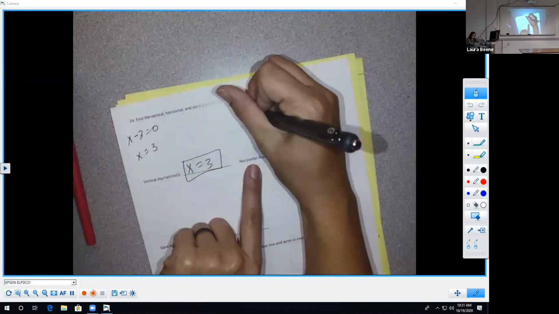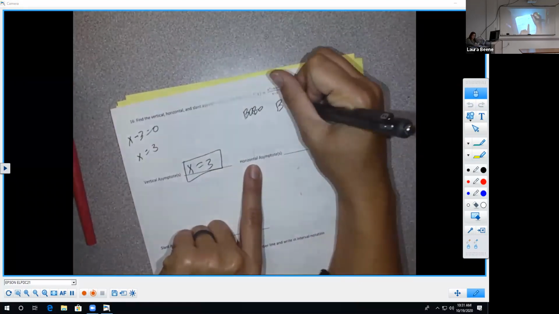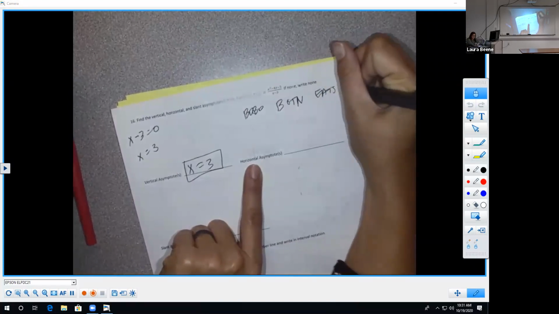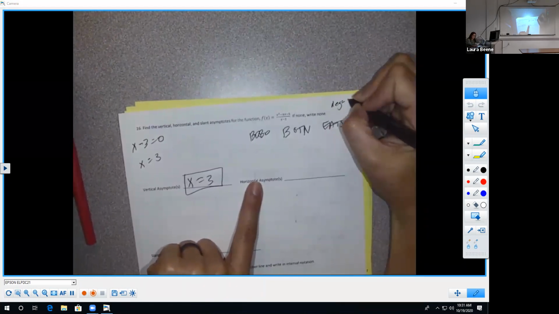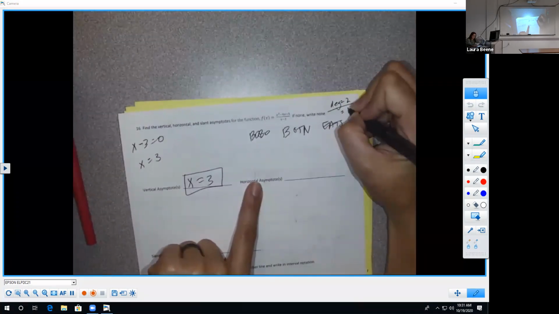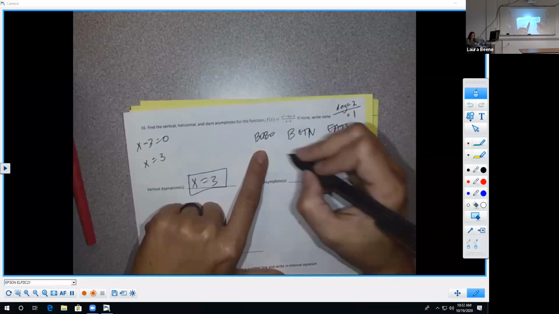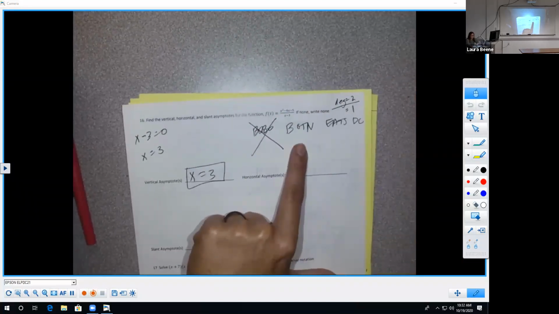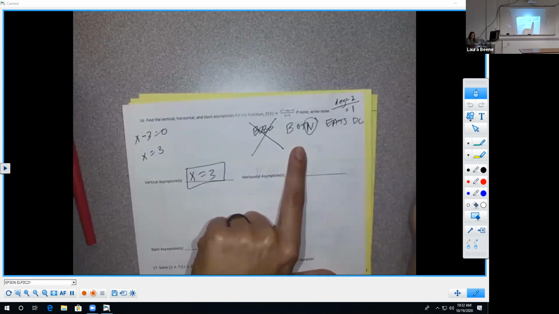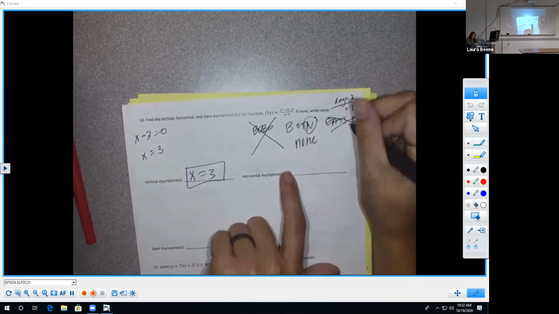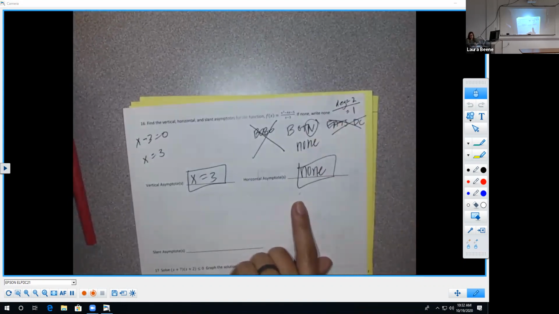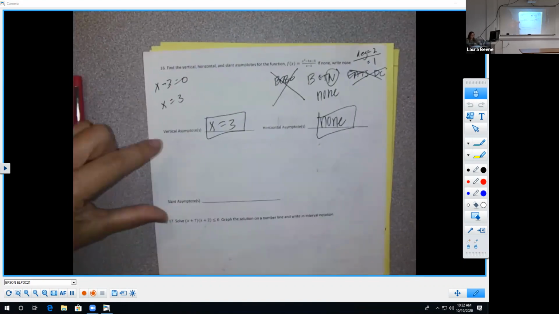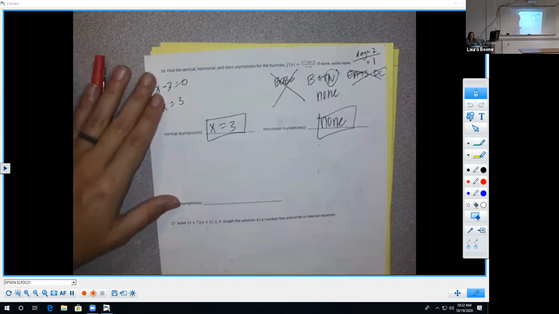Horizontal, it's either BOBO, BOTN, or EATS DC. What is the degree on top of this one? 2. What's the degree on bottom? 1. Is it bigger on bottom? No. Is it bigger on top? Yes. What does the N stand for? None. So this does not have a horizontal asymptote. So that tells me it has a slant asymptote. Everybody good with that?